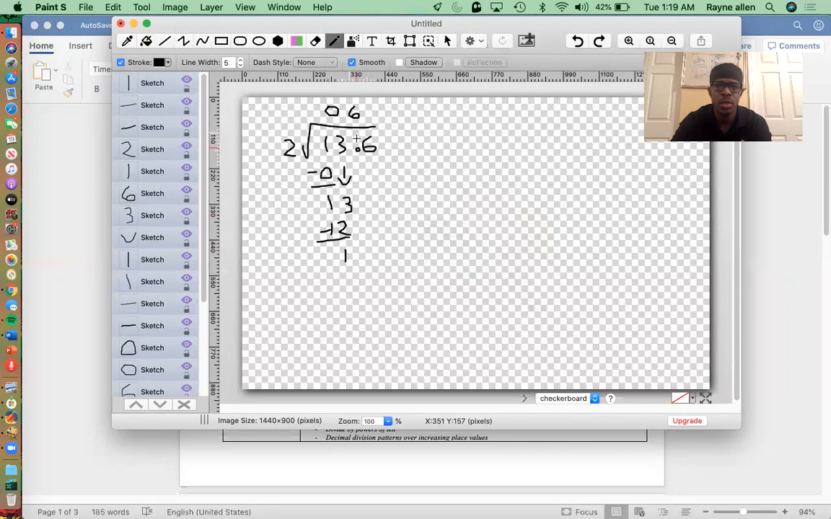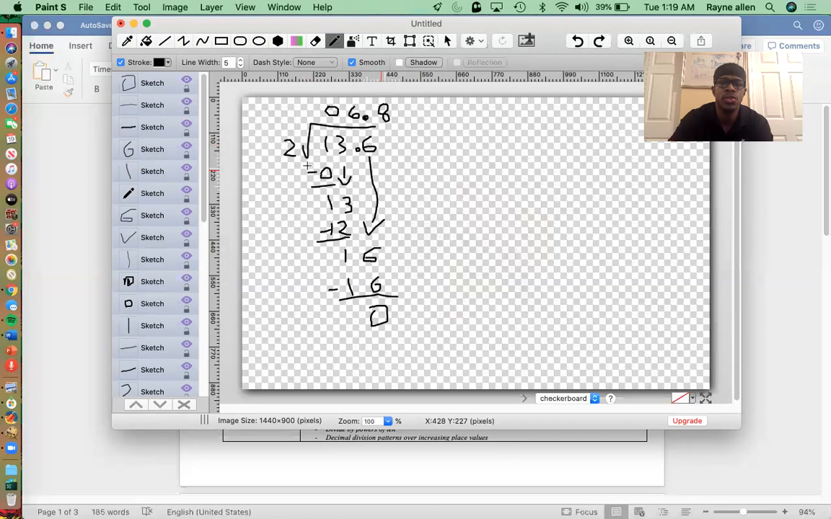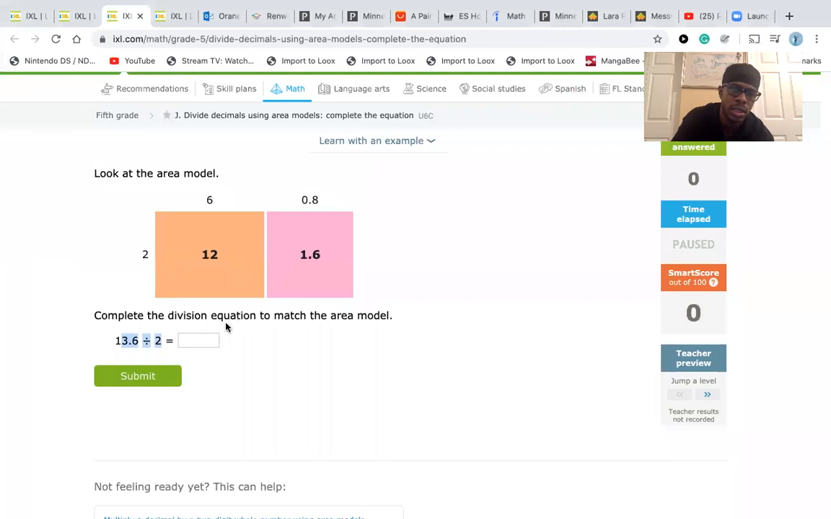Remember that decimal point right here? We're going to put it back right here. And then we bring down the 6. How many times can 2 go into 16? That's going to be 8. 8 times 2 is 16. Let's do this the right way. That's 0. Can you take anything else down? Nope. So now you're done. So 13.6 divided by 2 is going to give you 6.8.